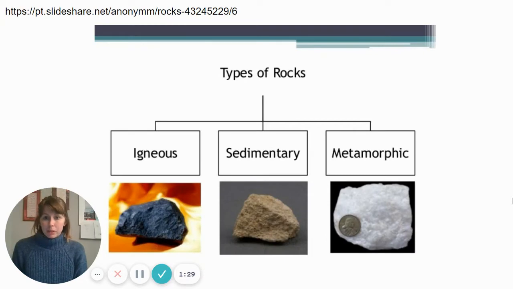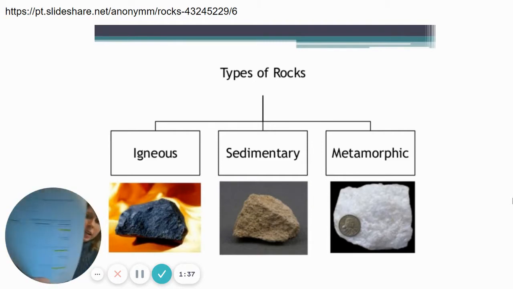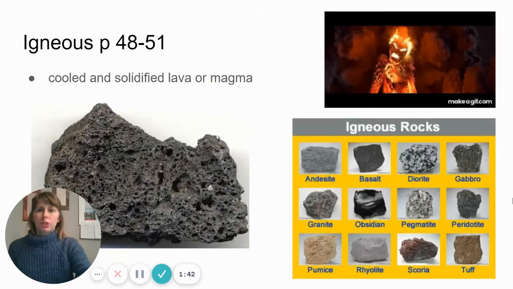There are 3 main types of rocks: igneous, sedimentary, and metamorphic. So any kind of rock you can put into one of these 3 categories, and they're in your table right here. So we'll just jump in.